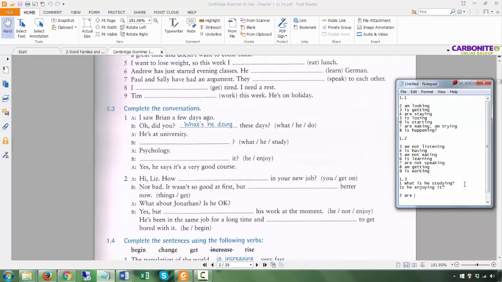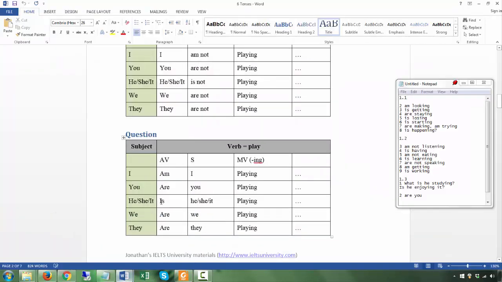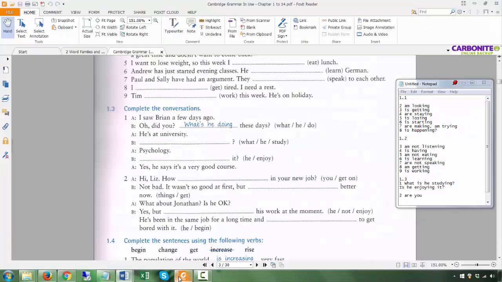How are you? This is, again, you see a WH word here. Then just follow the are you. Are you getting on? Not bad. It wasn't so good at first, but things are getting better. Okay, that's your subject, things.